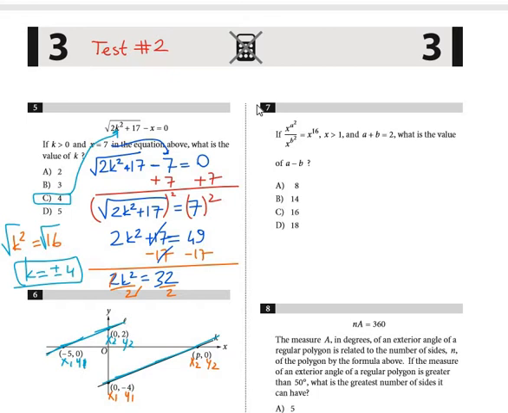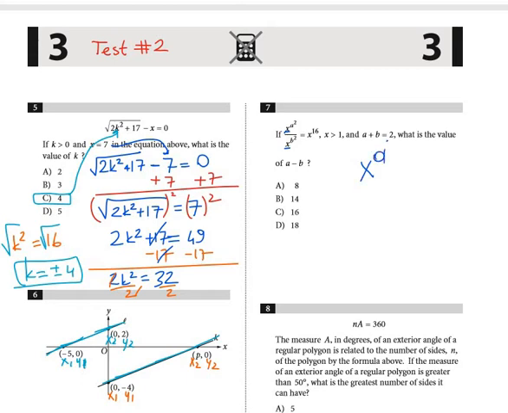If x to the a squared over x to the b squared equals x to the 16th, x is greater than 1, and a plus b equals 2, what's the value of a minus b? Let's apply the exponential rules. Since we have the same base, x base and x base, we can merge this.